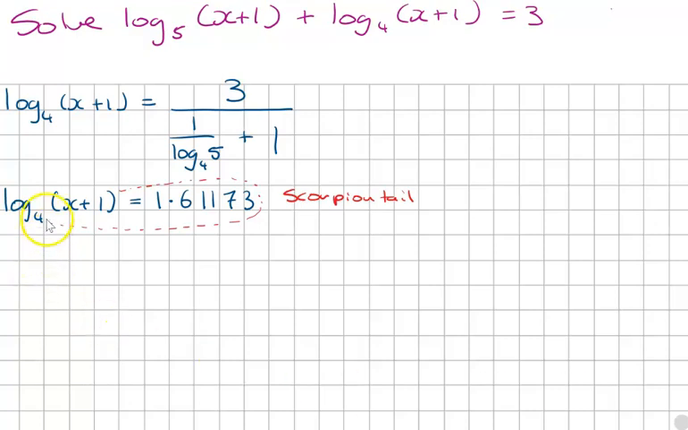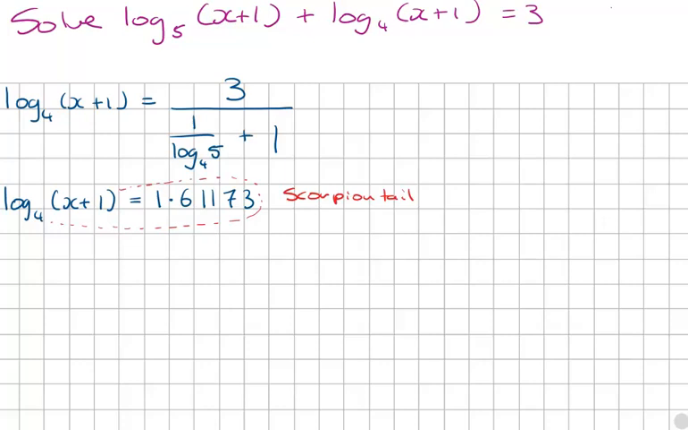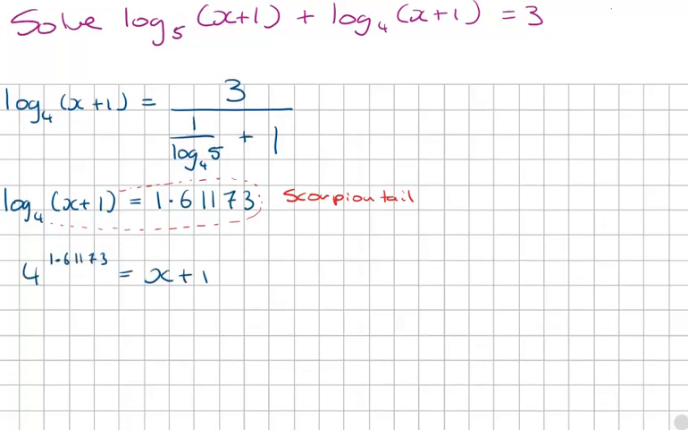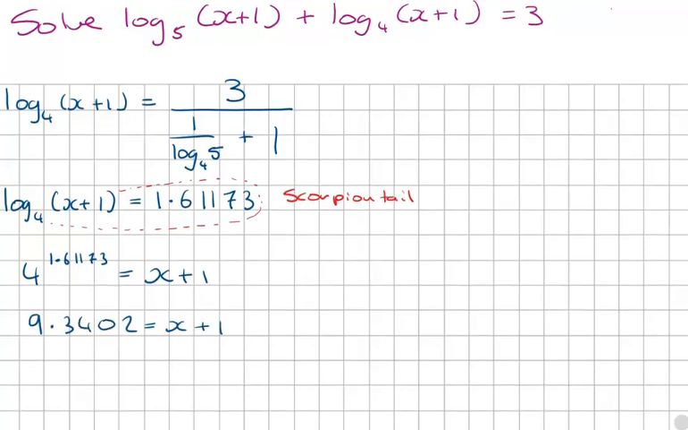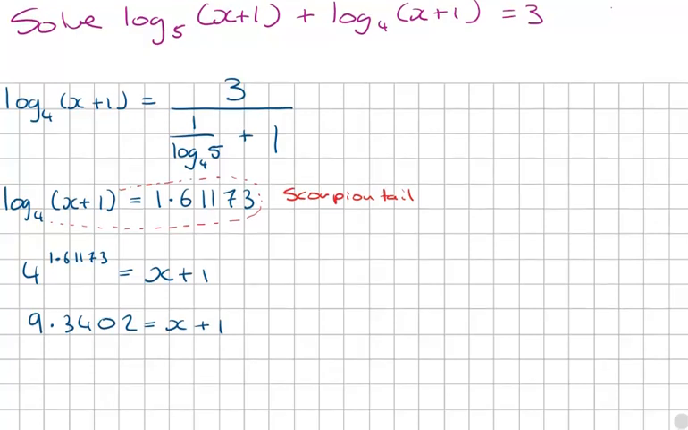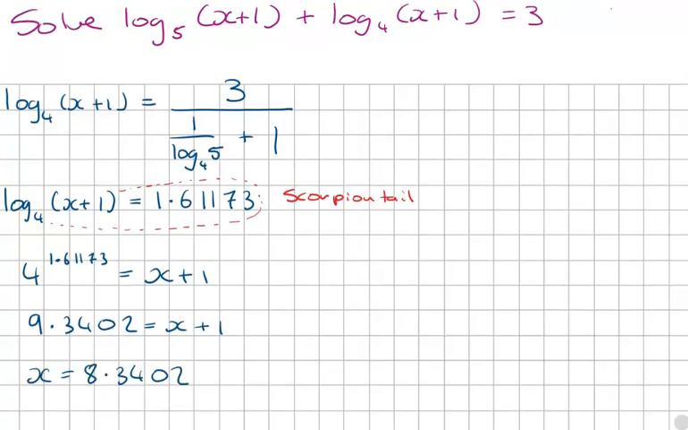So then using the scorpion tail method, 4 to the power of 1.61173 will be equal to x plus 1. And then 4 to the power of 1.61173 gives us 9.3402. That's equal to x plus 1. So subtracting the 1, we get 8.3402. So that's what x is.